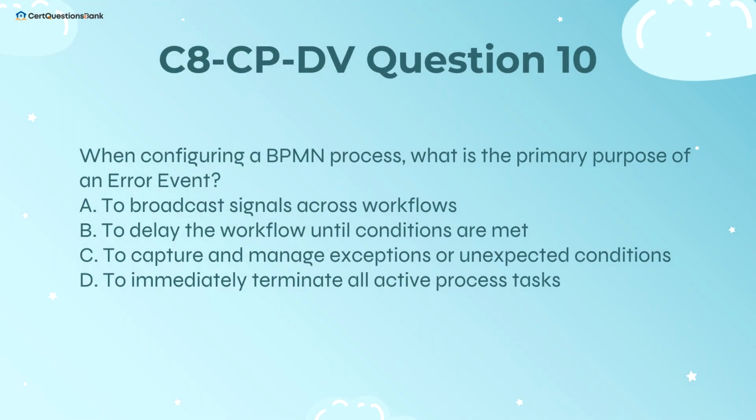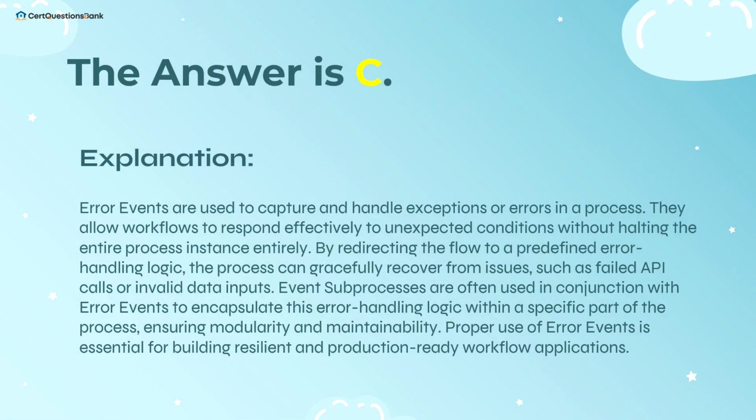When configuring a BPMN process, what is the primary purpose of an error event? A. To broadcast signals across workflows. B. To delay the workflow until conditions are met. C. To capture and manage exceptions or unexpected conditions. D. To immediately terminate all active process tasks. The answer is C.